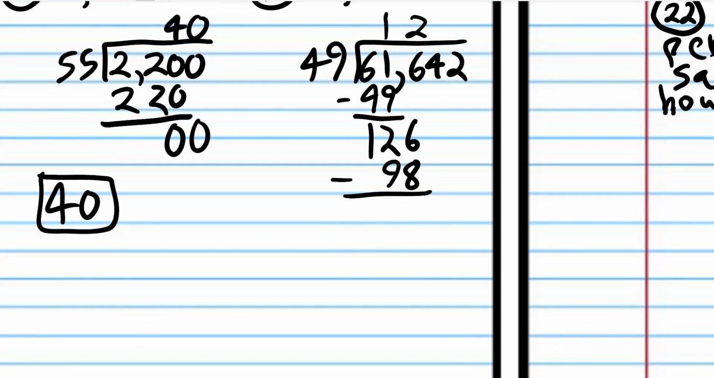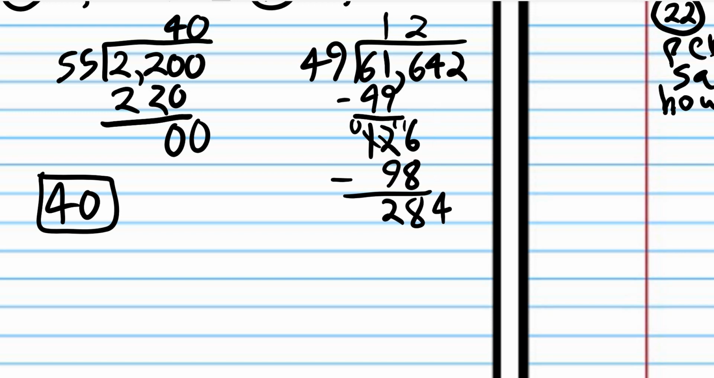Now again, you can do your borrowing thing. 6 minus 8 we can't do. We got to borrow from the 2. That becomes a 1. 6 becomes 16. 16 minus 8 is 8. Now we can't do 1 minus 9. So we have to borrow from this 1 over here. That becomes a 0. Then we give the 1 to the 1. It becomes 11. 11 minus 9 is 2. And we have 28. So now, as usual, we bring down the next number.